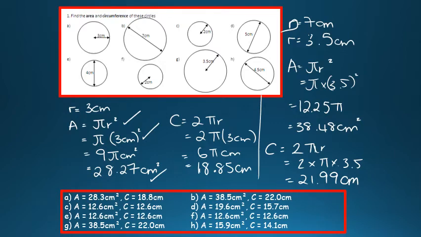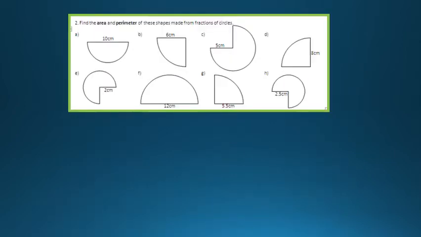Okay, there you go, and let's move on. So here we want to find the area and perimeter of these shapes made from fractions of circles.